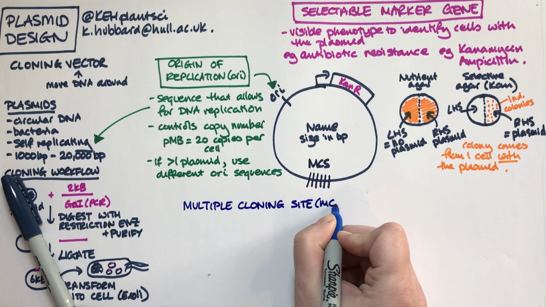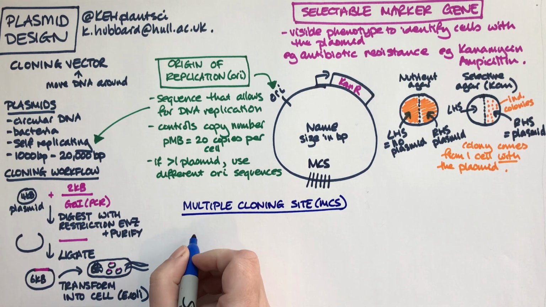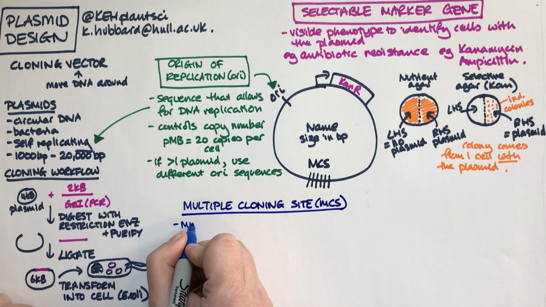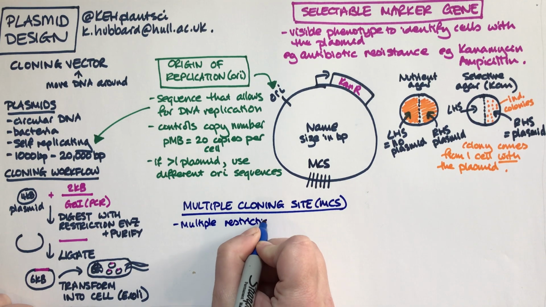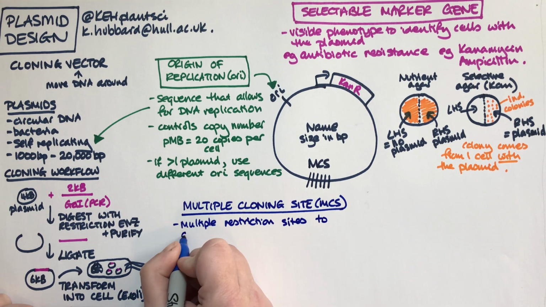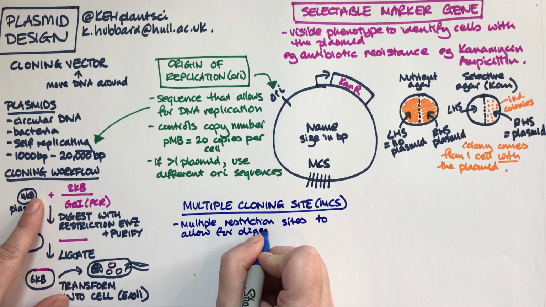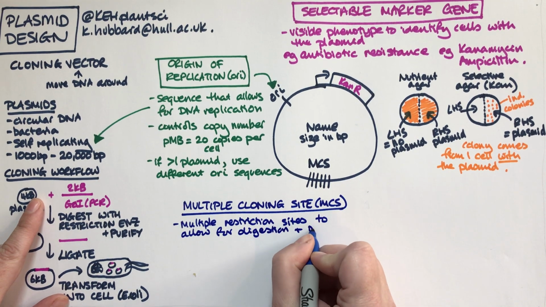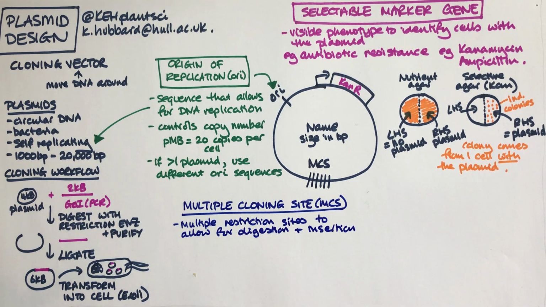Which is abbreviated to MCS. Okay, and that has multiple restriction sites to allow for this process over here for digestion and insertion of our gene of interest. Okay. So here I'm just going to draw my plasmid out again.